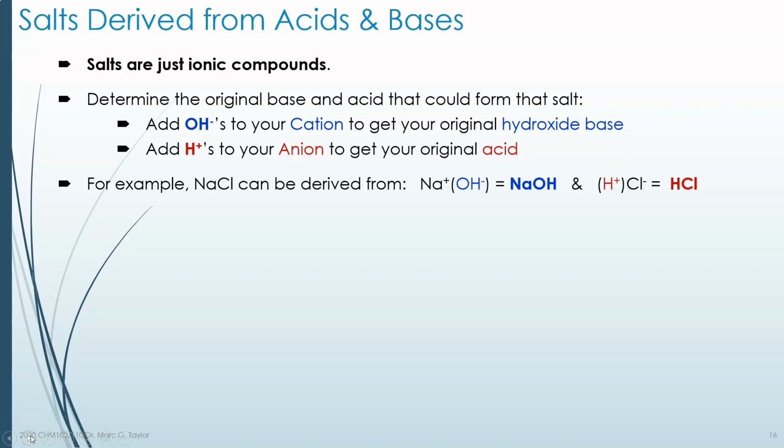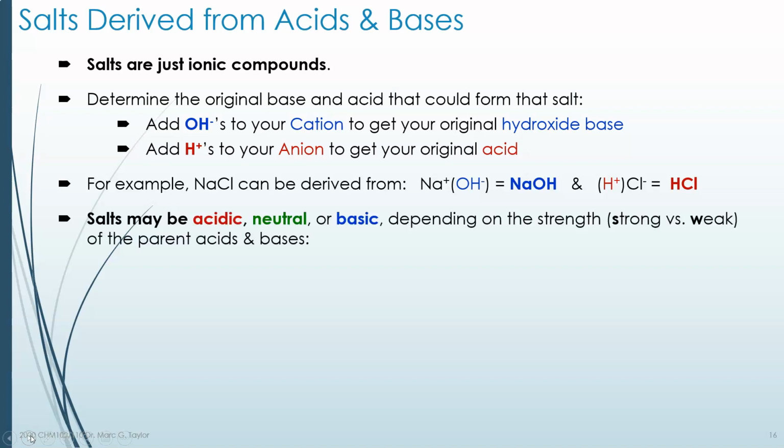Now, we can't do this typically. This is a very difficult thing to do in this direction. This is a theoretical idea of trying to figure out what acid and base would have produced sodium chloride. Well, it would have been HCl acid, hydrochloric acid, and NaOH, sodium hydroxide base. They would produce our salt.